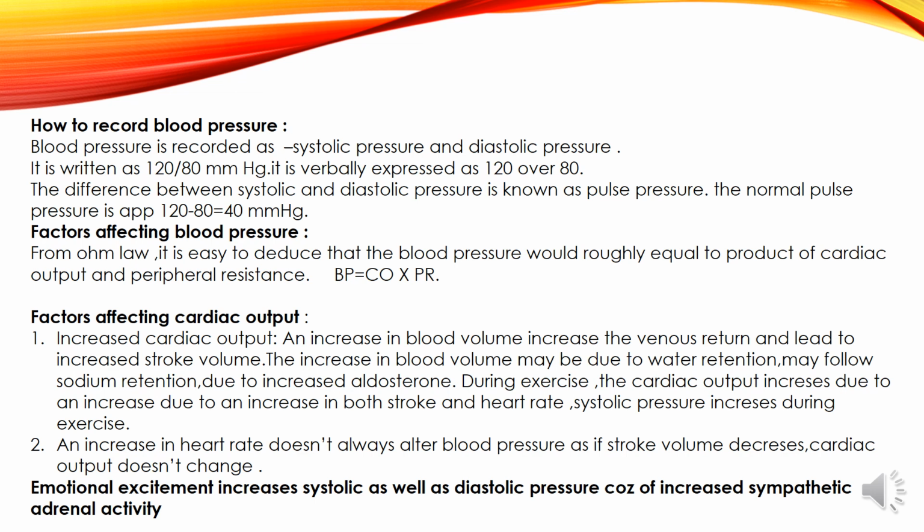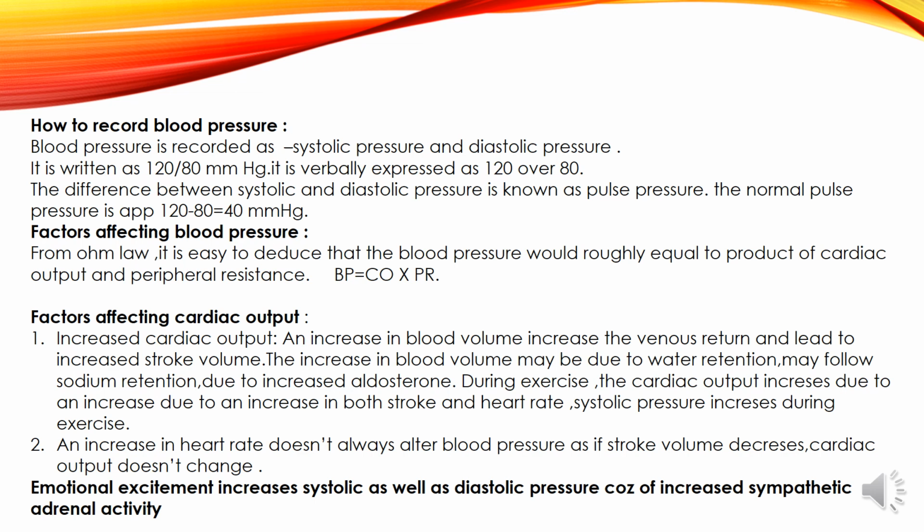Factors affecting blood pressure. From Ohm's law, it is easy to deduce that blood pressure would be roughly equal to the product of cardiac output and peripheral resistance. That means BP is equal to CO x PR. Factors affecting the cardiac output. How will you increase the cardiac output?